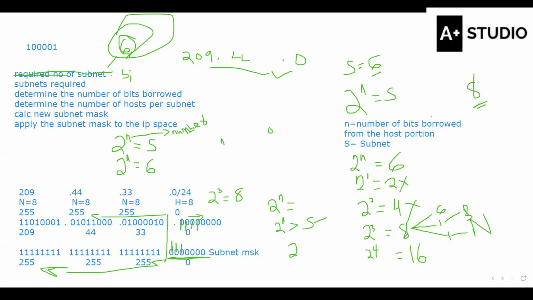So does it mean out of the 8, we will get 6 networks? Yes, 6 networks and then 1 for what? Aha! Out of the 8, we'll get 6 networks and then 1 network for broadcast, and 1 network for network.